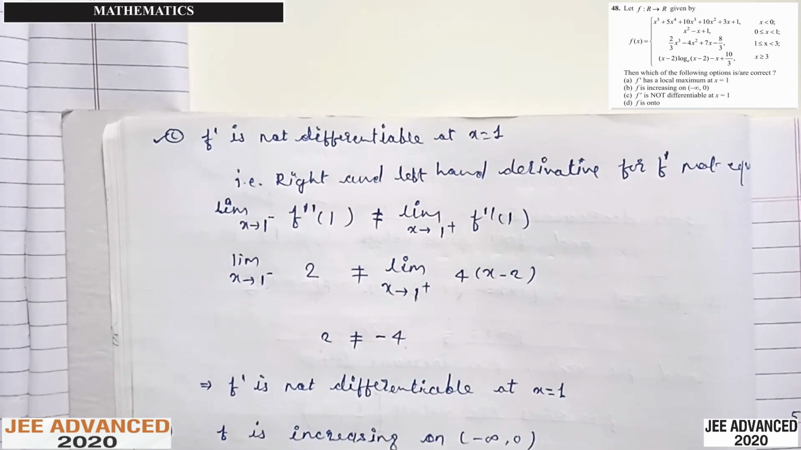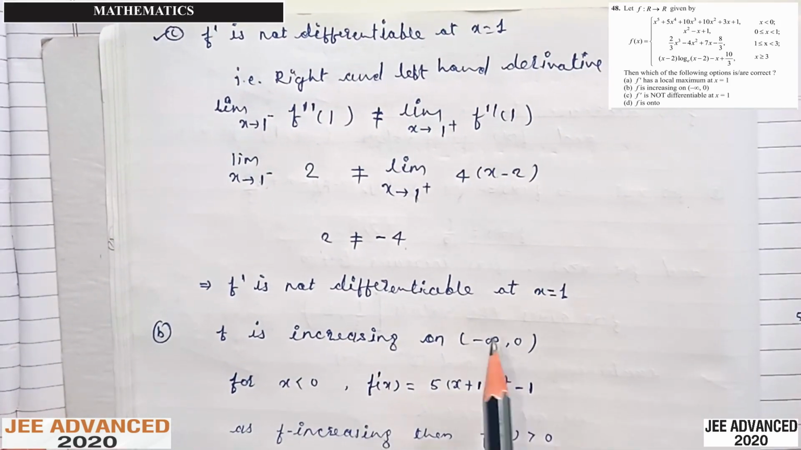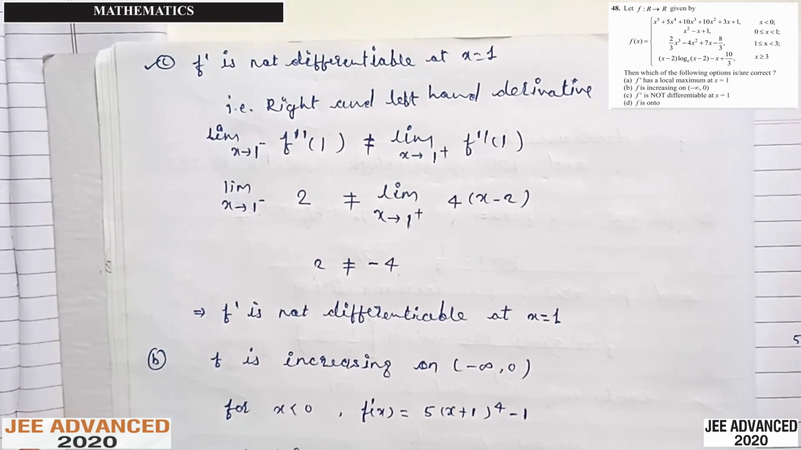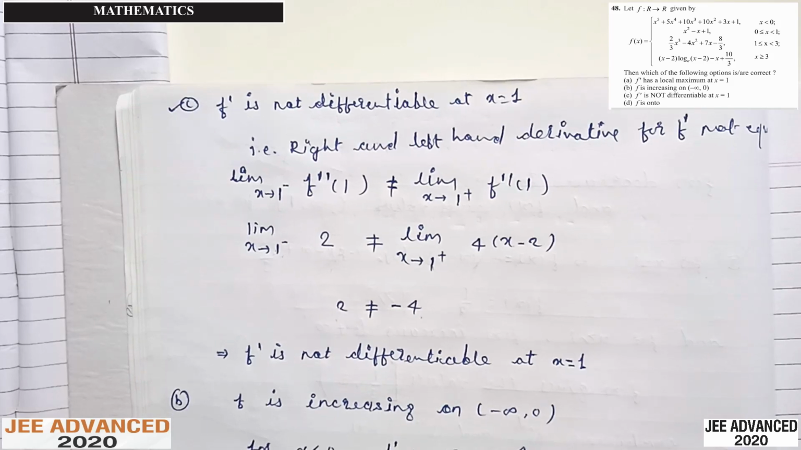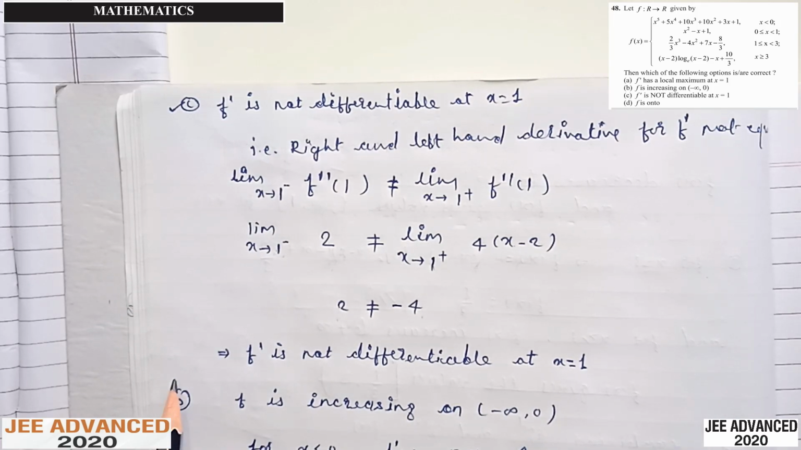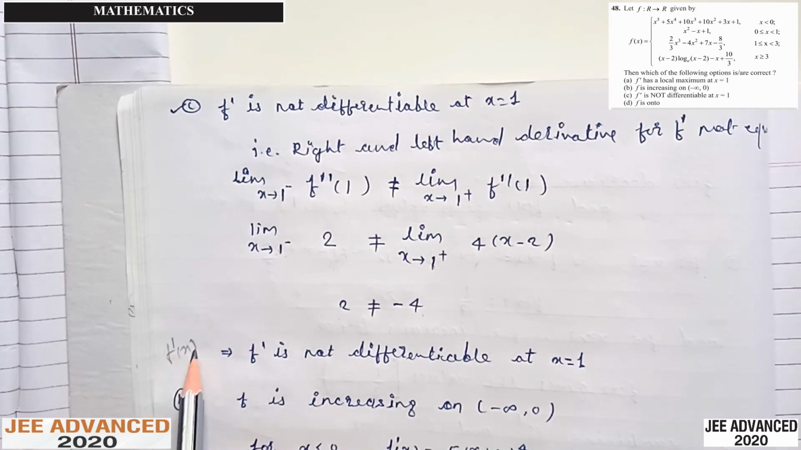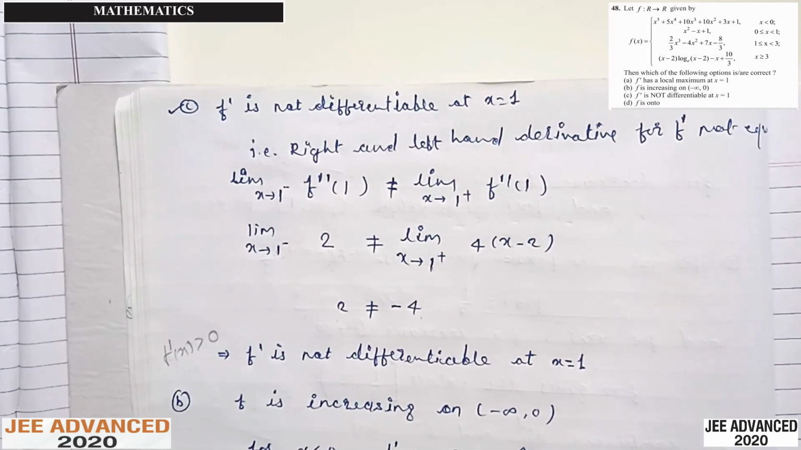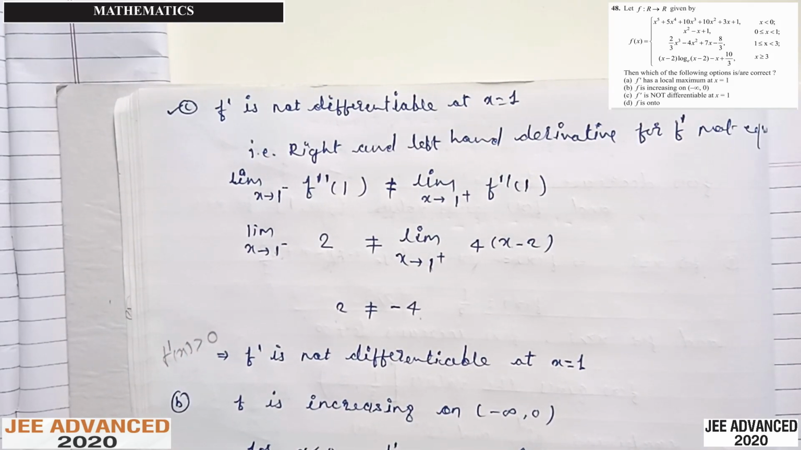Now option B is given: f is increasing on minus infinity to 0. This one is very easy. We have to apply the definition of an increasing function. We say a function is increasing when the first differentiation of the function is bigger than 0. So if f dash of x is bigger than 0, then the function is increasing. If f dash of x is smaller than 0, the function is decreasing. This condition we have to apply over here.